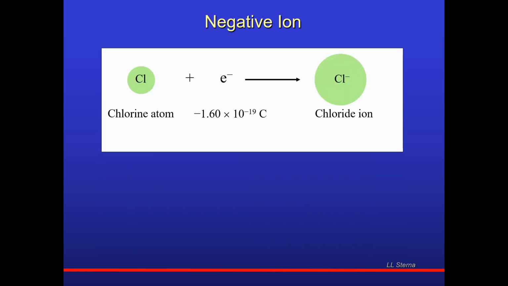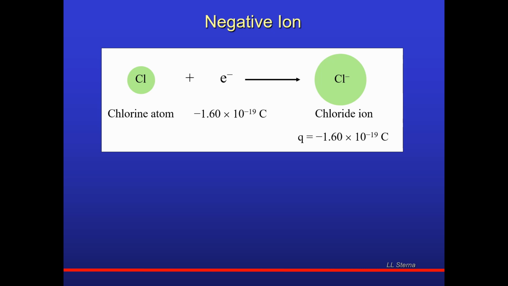Now let's consider the case of a negative ion. We start with the chlorine atom, which is neutral, represented there with Cl. We add to it one electron, which carries a negative charge. The result is we form what is called a chloride ion. We have to conserve charge. We started with the charge of the electron, minus 1.6 times 10 to the minus 19 coulomb. Therefore, we have to, in the end, have the same amount of charge. Therefore, the chloride ion, which you might say is minus 1 for a shorthand, actually has a charge minus 1.6 times 10 to the minus 19 coulomb.